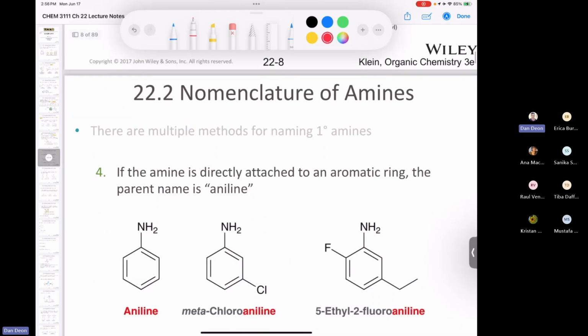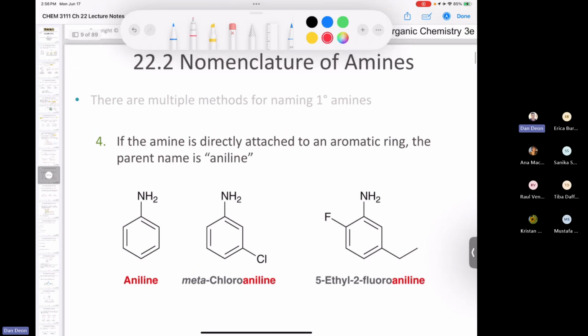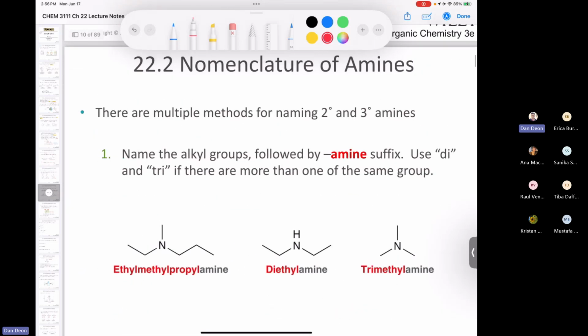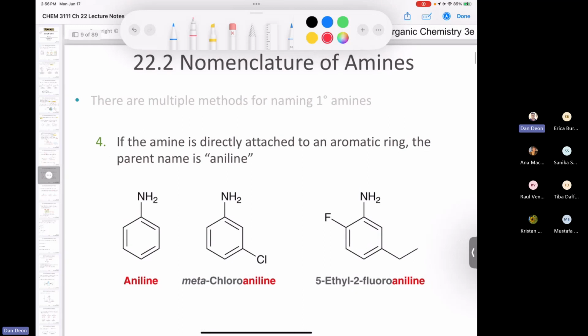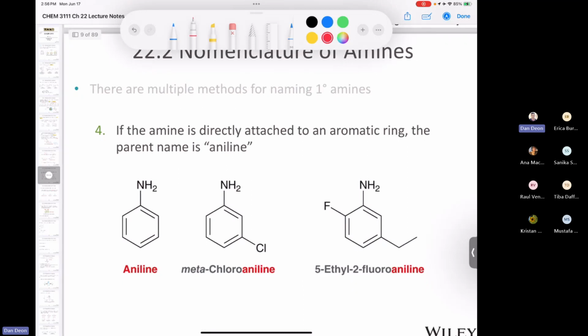Now, another thing. Sorry, I'm trying to get to this point here, but I keep forgetting that also way back in chapter 17, when we discussed aromatic compounds, I told you had to remember the name of aniline. So you've got to know how to name aniline derivatives as well, like meta-chloroaniline that's seen here, 5-ethyl-2-fluoroaniline, et cetera. So just remember what aniline is. Okay, it could show up.